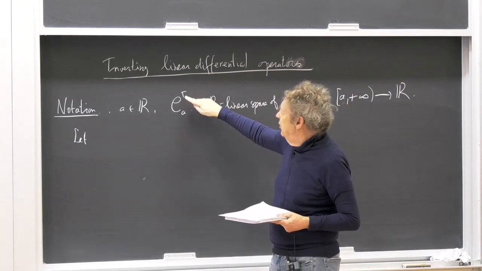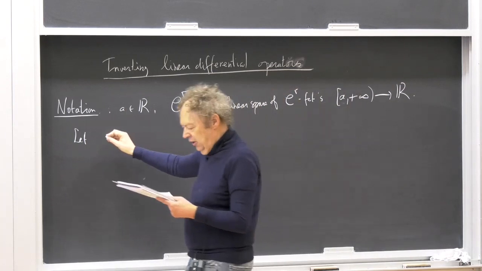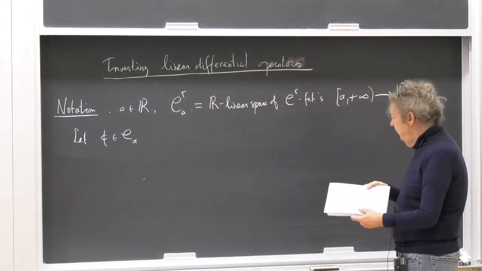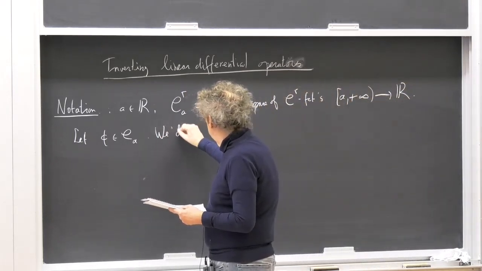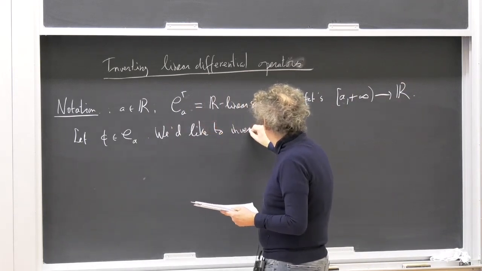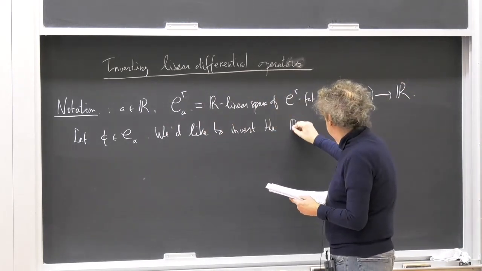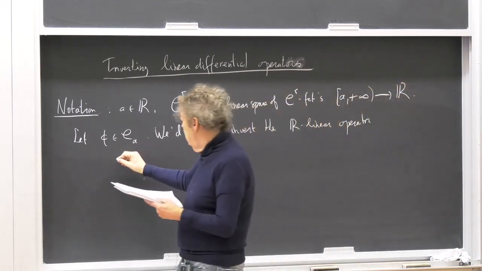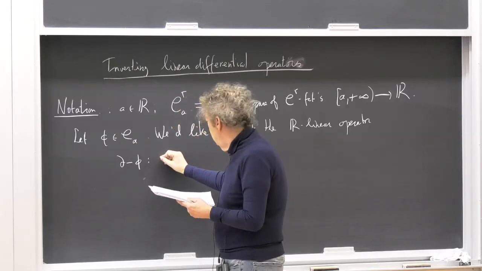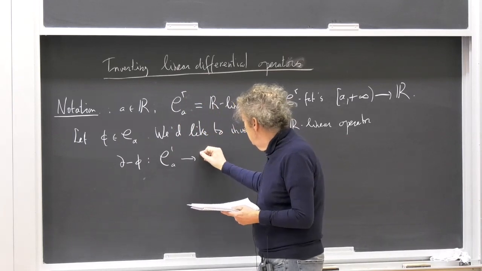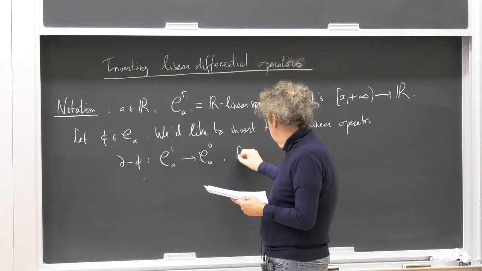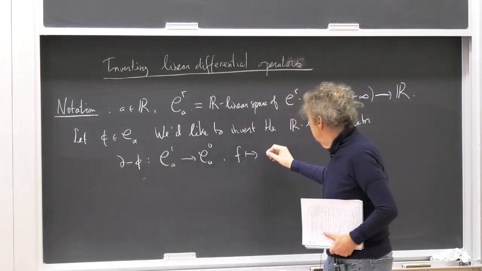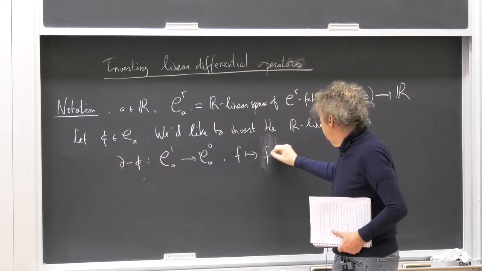Okay, so if r is 0, I often omit the superscript 0. So let phi be, just for the moment, a continuous function on this interval, and then we'd like to invert the R linear map or operator. Well, let me write it as delta minus phi. It's from C^1(A), once continuously differentiable functions, to C^0(A). And what does it do? It takes such a function, and this means take the derivative and this means multiply by phi. So it's f prime minus phi f.